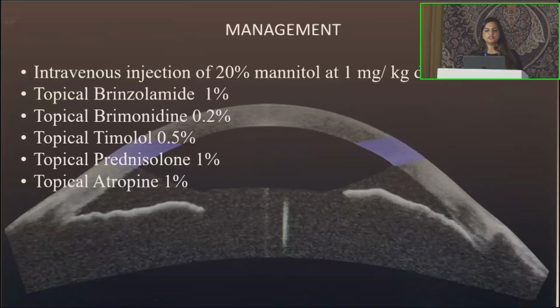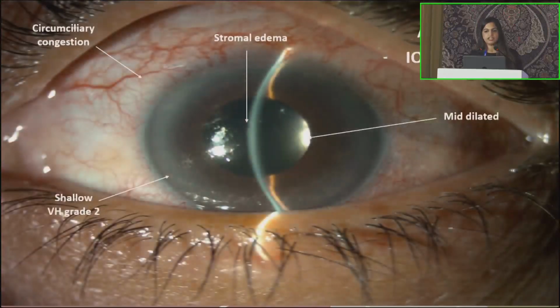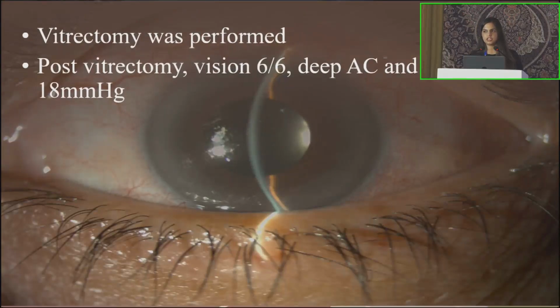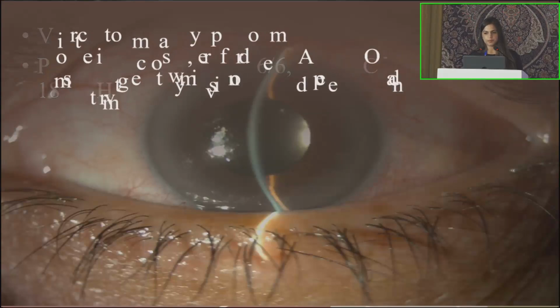She was managed with IV injection of 20% mannitol, and she was given all the topical anti-glaucoma medication and also topical atropine 1%. But after 3 days, the IOP was still high, which was 50 mm of mercury. The presentation was still more or less the same, and the pupil was slightly more dilated than before. So without wasting any time, we took her up for vitrectomy, and post-vitrectomy, the vision came back to 6/6, the AC got deep, and the IOP was 18 mm of mercury, which was normal.